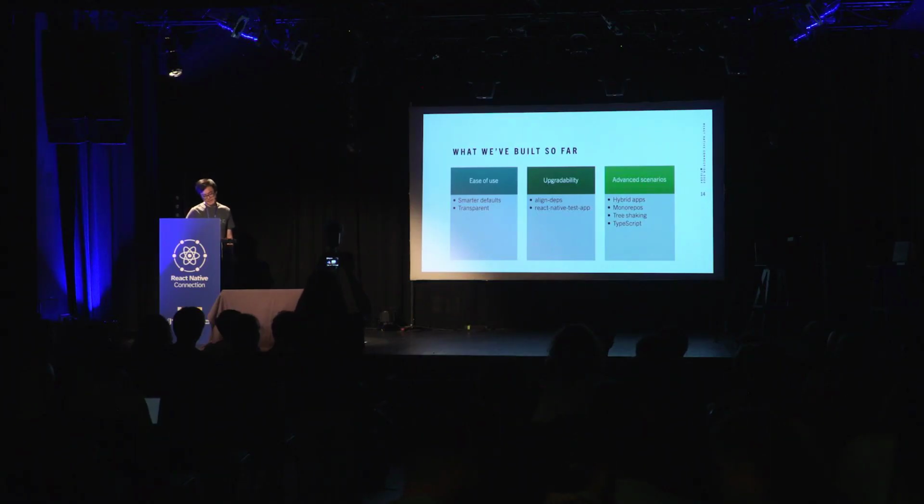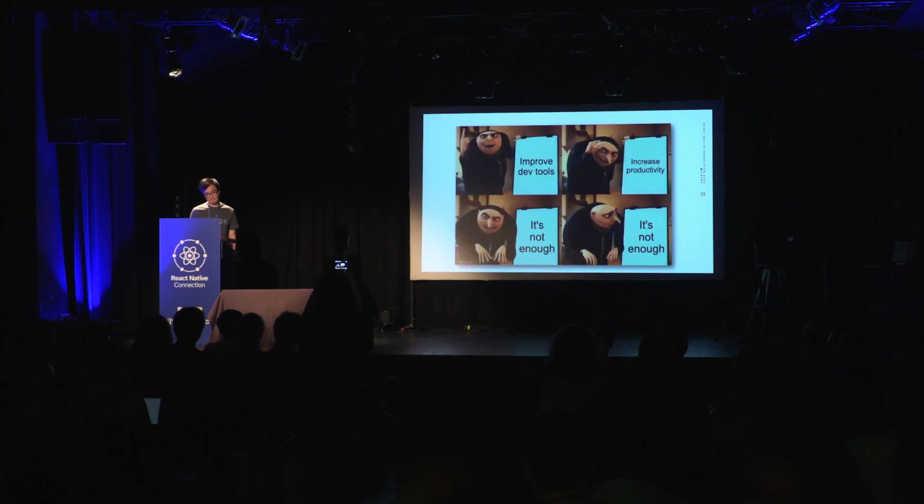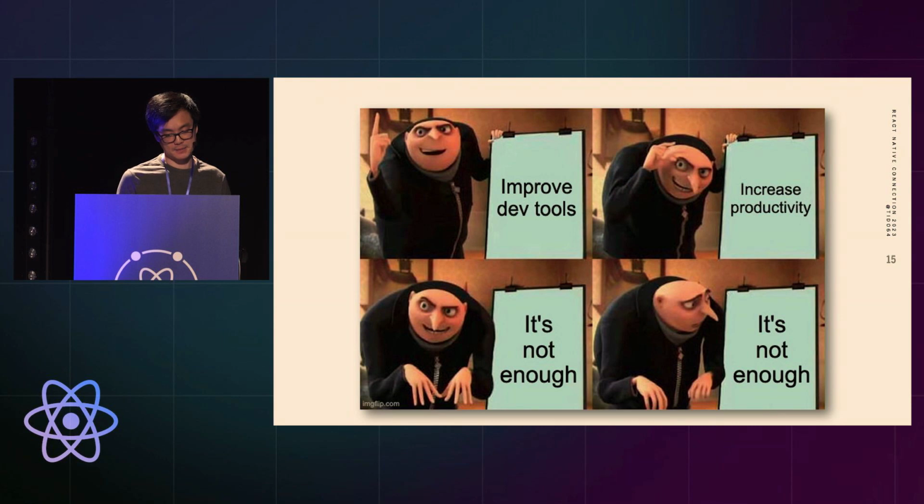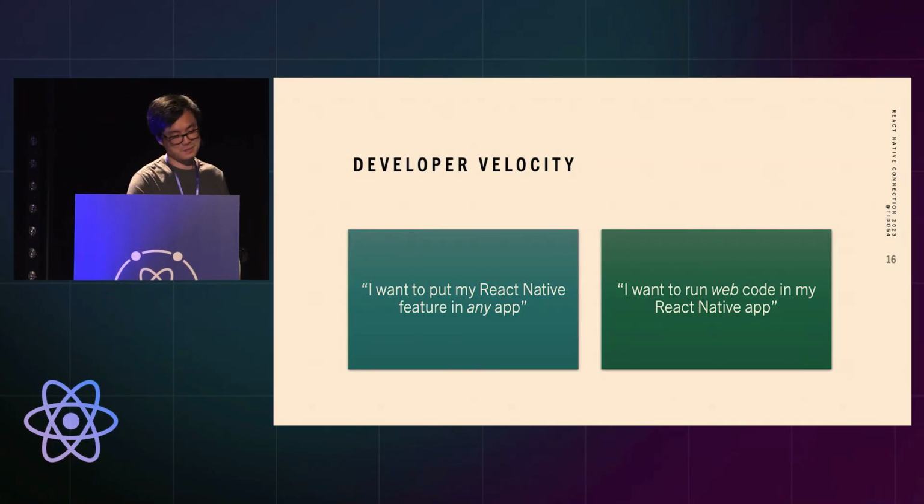But we keep getting feedback that this is not enough. There are two things in particular that we keep hearing. One is, I already have some React Native code. Now I want to put that into n number of apps without having to pay the integration cost per app. And the second one, I already have some React web code. Now I need to bring that code to native within the next week. So what we're hearing is increase developer velocity. We want to move faster.